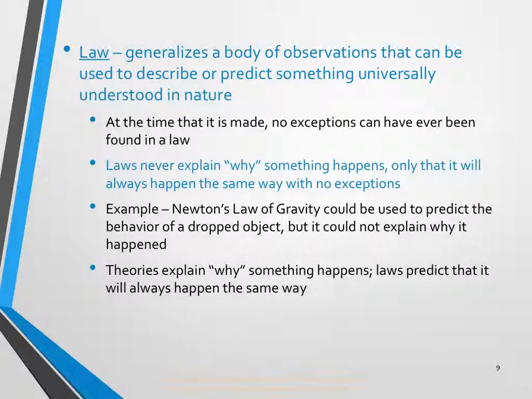Okay, so the next thing is called a scientific law. And a law is a generalized body of observations that can be used to describe or predict something universally understood in nature. So I need you to start thinking of it from the perspective of laws don't explain why something happens. They kind of just state that something does happen and it will happen the same way with no exceptions.